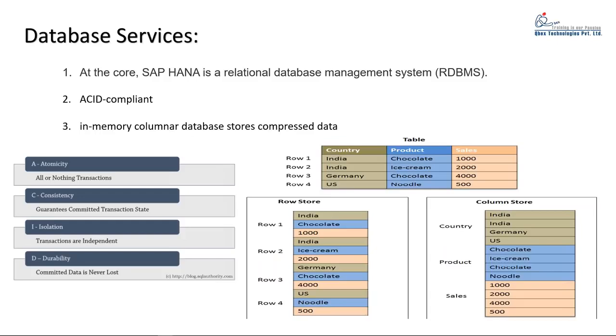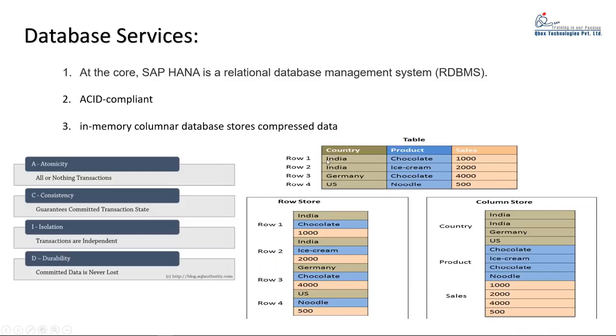Apart from this, SAP HANA is an in-memory columnar database and stores data in compressed formats. In any database, you store data in a structure called a table with rows and columns. Say I have 3 columns here: country, product, and sales. Row 1 is India, chocolate, 1000. Row 2 is India, ice cream, 2000. Row 3 is Germany, chocolate, 4000. Row 4 is US, noodle, 500.